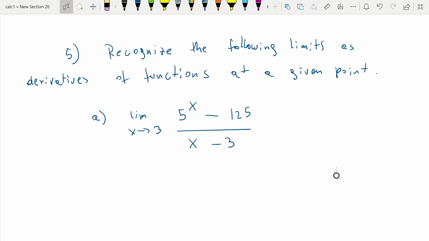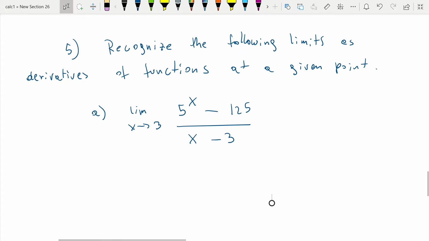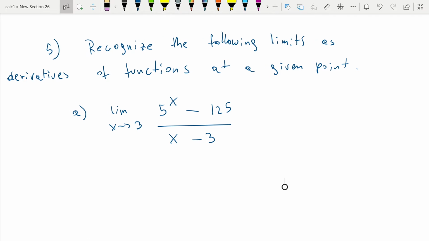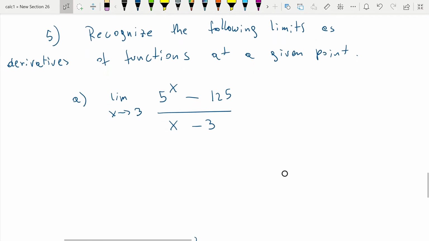You're going to have to compute derivatives by definition. Not just apply a rule, but you're going to be given an expression and asked to find the derivative. Or, as in this fifth example, recognize a limit as a derivative of a function at a given point. So how do we proceed here?